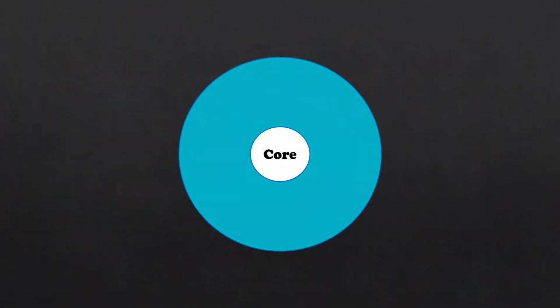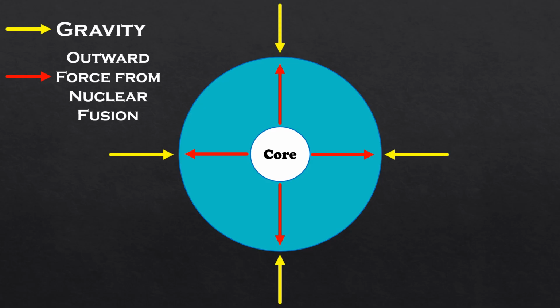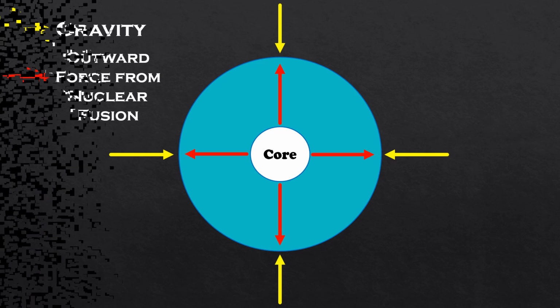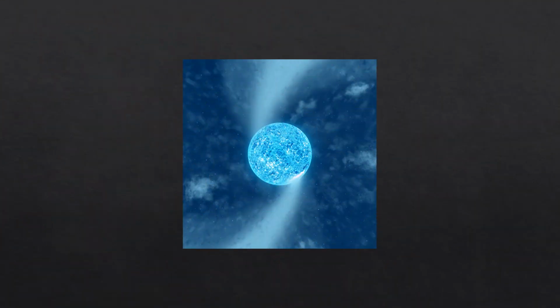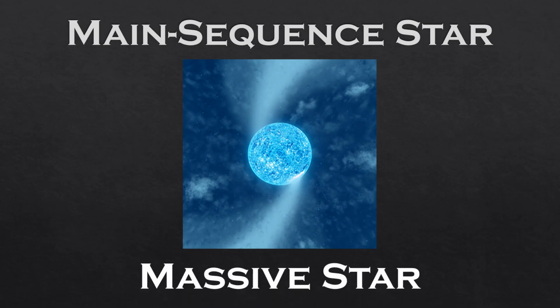Now the helium formed at the core from nuclear fusion exerts an outward force going away from the core, pushing on the outer shell layer of the star. And obviously there is also the star's gravity, which is trying to compress the star in on itself. When the opposing forces of gravity and nuclear fusion are almost equal, they make the star stable. This is called a main sequence star, and for the branch of high mass stars it is called a massive star.